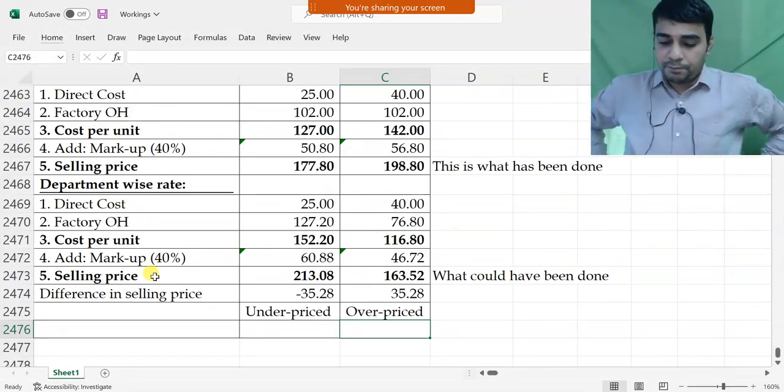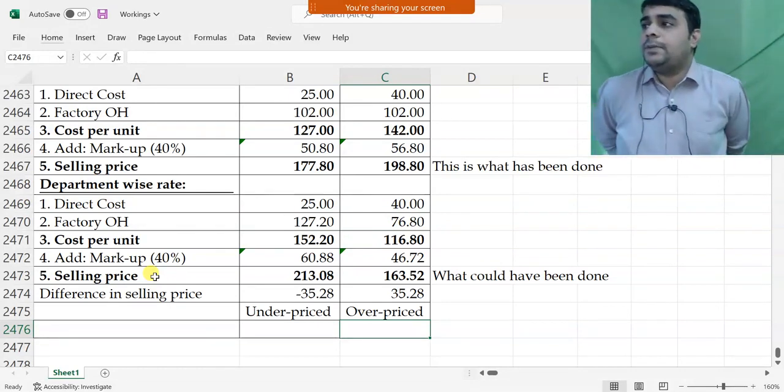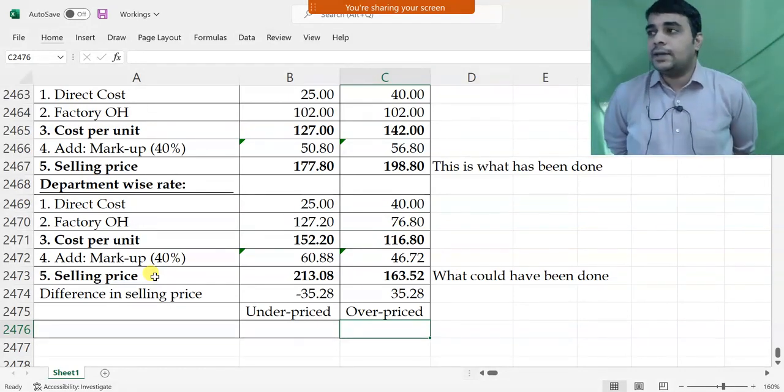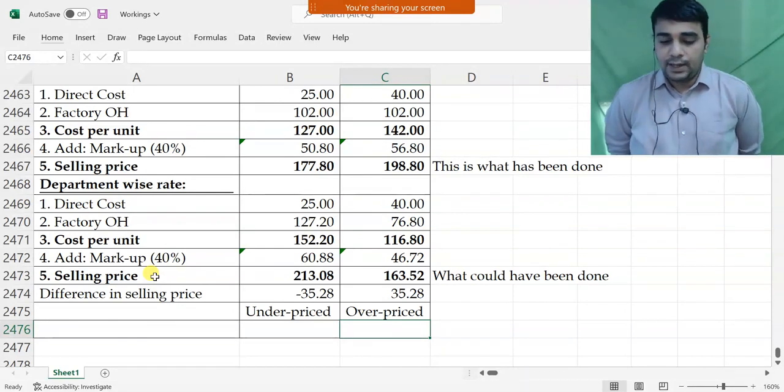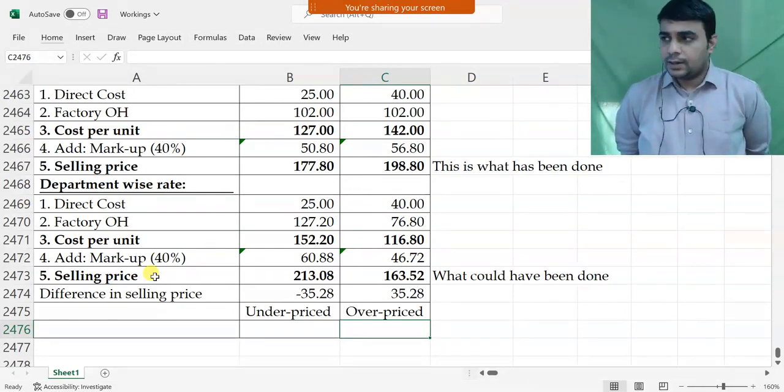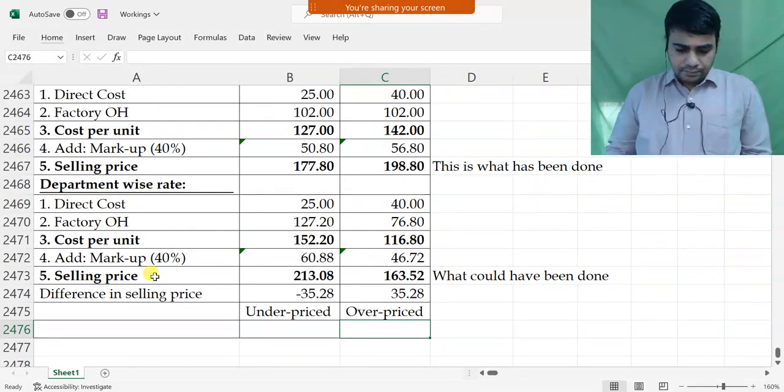So if you're pricing it at the correct optimum level, it will ensure that you are making the optimum amount of money. Any doubts on this? Clear? Can we proceed? Okay.